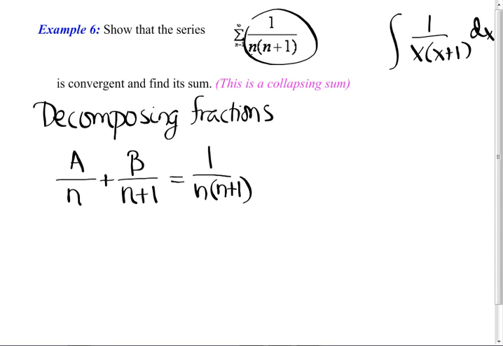Because if I could break this back into 2 fractions, couldn't I integrate this one and integrate that one? Do you remember what that would be? What's the integral of 1 over x? ln plus c.